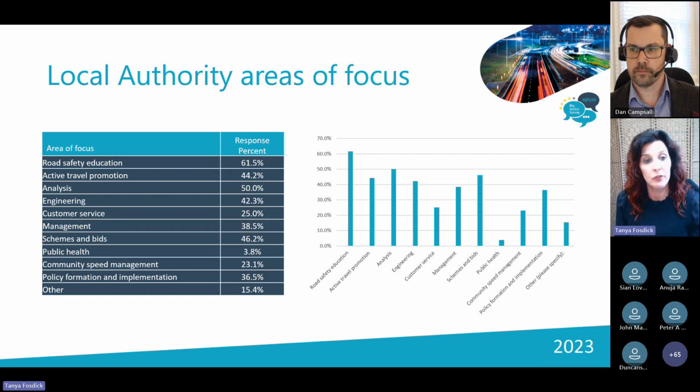Thinking about areas of focus, these are broadly the same as last year. The most common activities are road safety education, analysis, working on schemes and bids, active travel promotion and engineering. And we'll come back to a discussion about education based on your Mentimeter responses in a little while.